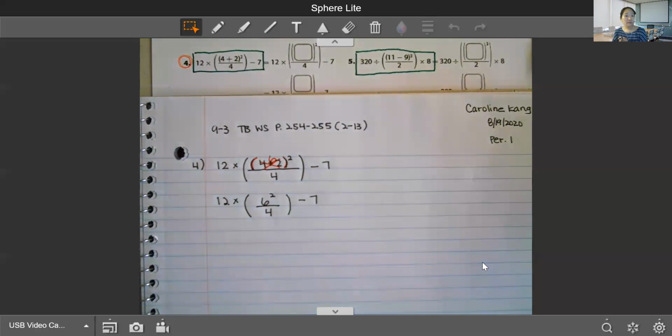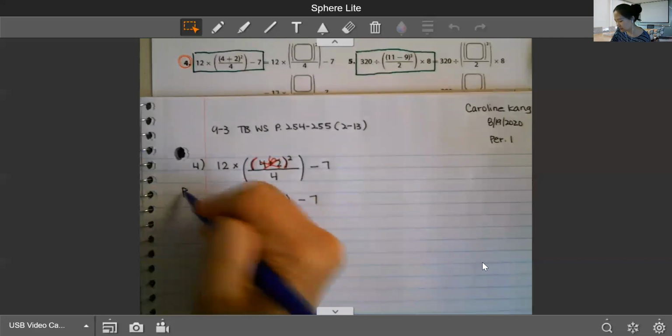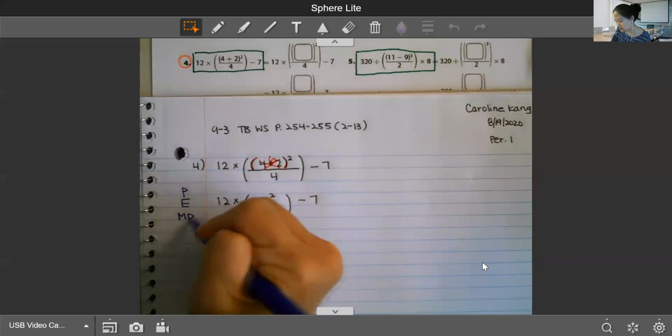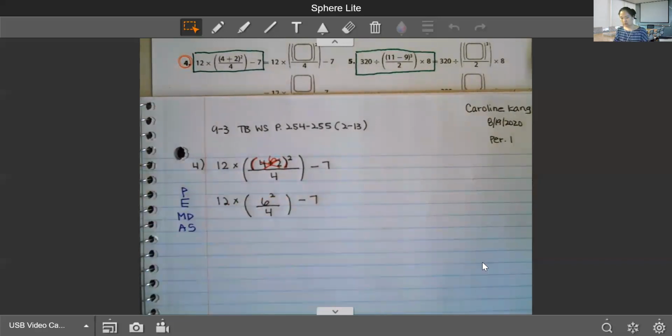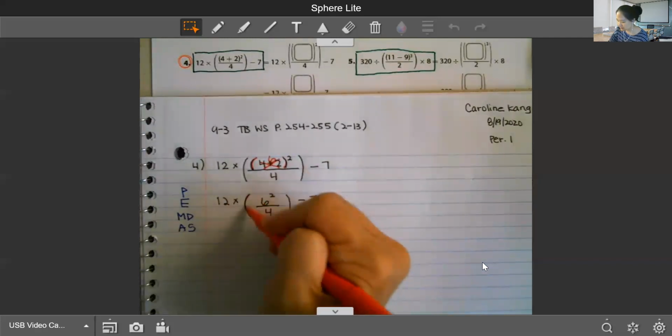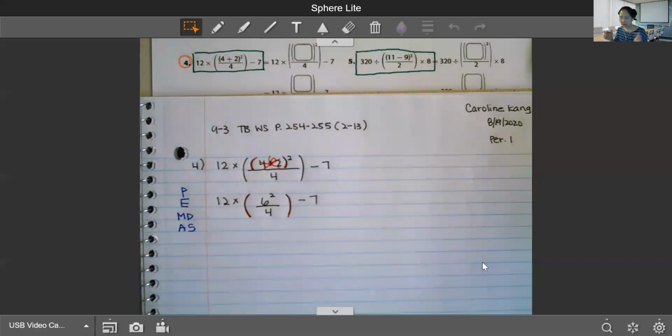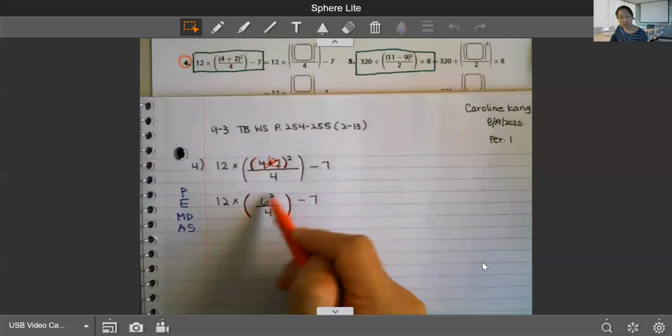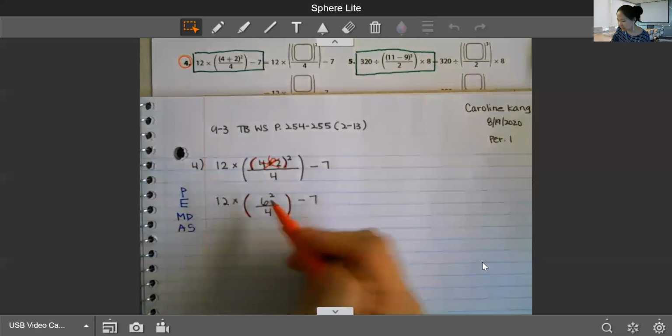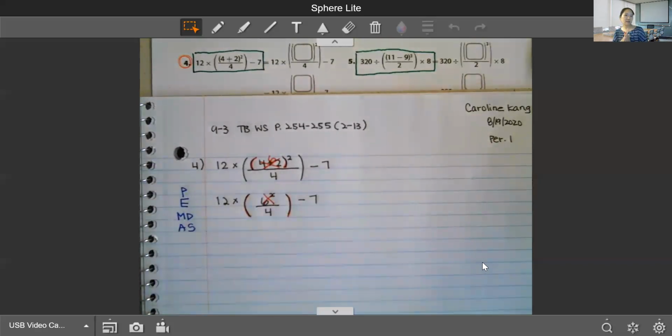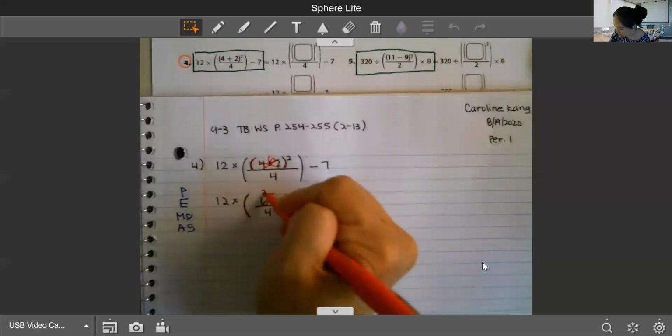Now, I still need to evaluate my parentheses. Maybe I should have done this from the beginning, but remember, I'm going to write down the order. I still have my parentheses. I got rid of the one that's inside, but I still have the other one. And inside the parentheses, I have an exponent, which means I should be evaluating this next. 6 to the second power is 6 times 6, which is 36. It is not 12, it is 36. So I got 36 here.